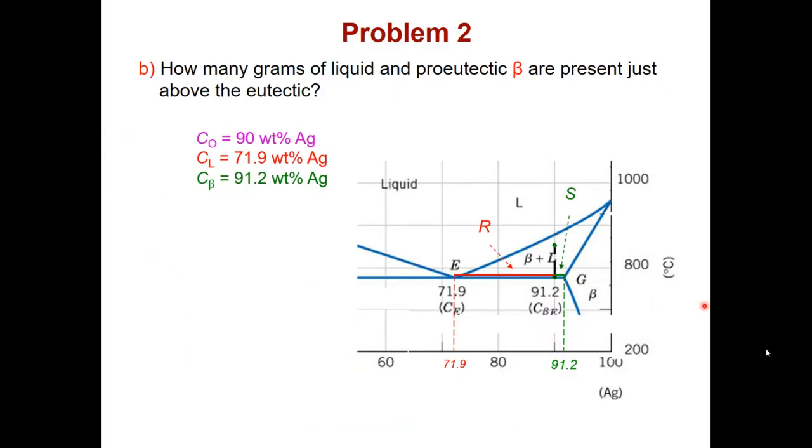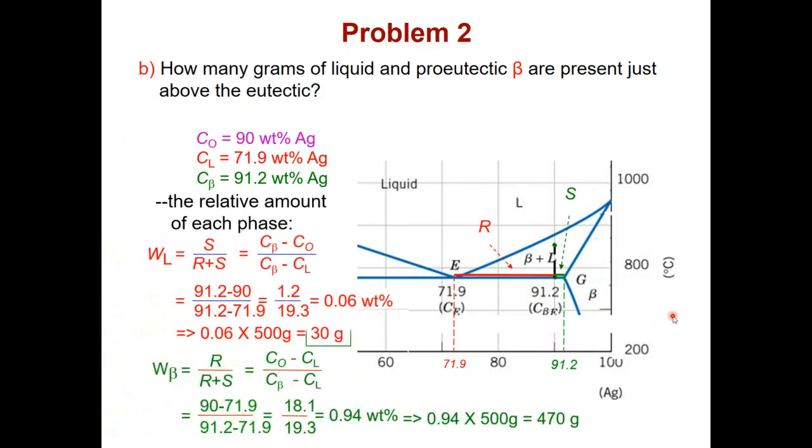And as we can see, if we apply the tie line exactly the same as before, we get the amount of liquid and also beta solid. Of course, this time this point is closer to the single phase solid region than the single phase liquid region. So we are expecting a lot more solid phase than liquid phase. When we do the computation, the same as before, we end up with only 30 grams of liquid phase and 450 grams of the solid phase, which is beta solid, and that is reasonable.